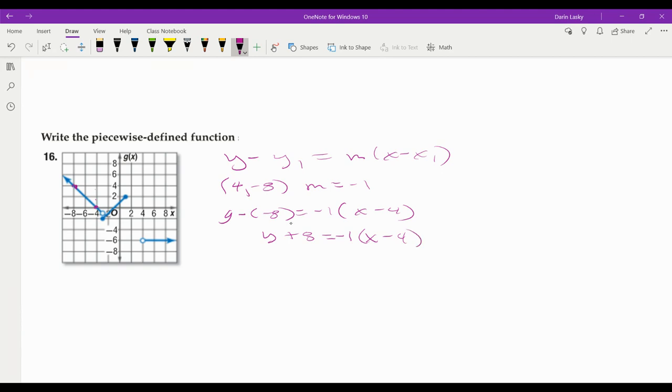This, you can't really see it, but this is at -3 right here. So it's anything to the left of -3. So when x is less than -3.